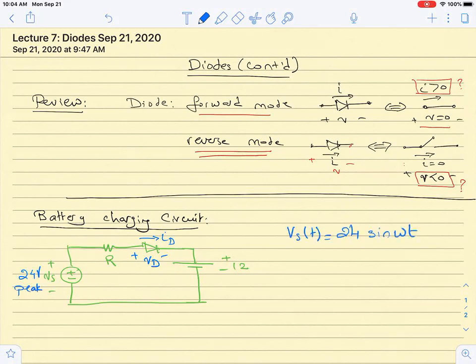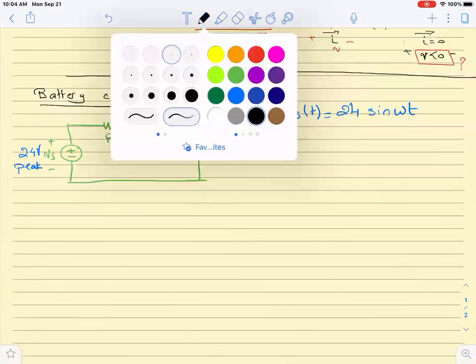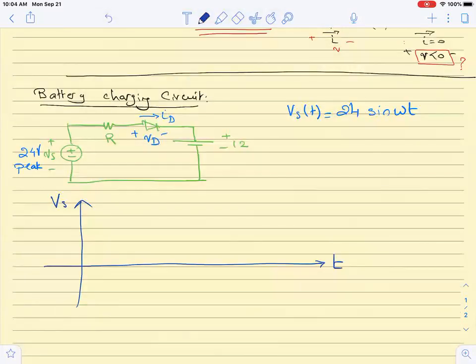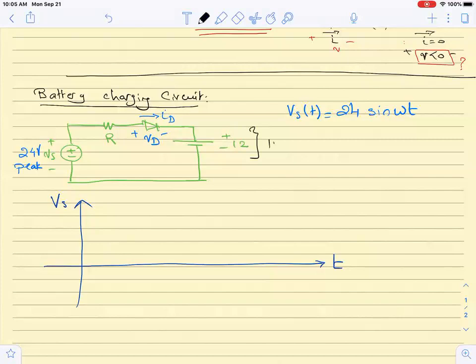How does the sinusoid look if I have a sinusoidal signal? This is Vs. Here this is a 12 volt battery and we are trying to charge it. How do I charge a battery? By supplying it with voltage.